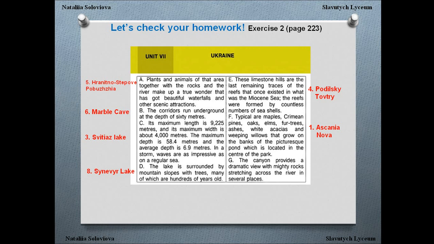And next, the canyon provides a dramatic view with mighty rocks stretching across the river in several places. Canyon. I think this word tells us about the answer. It gives us a clue. So it must be Dniestrovsky Canyon.